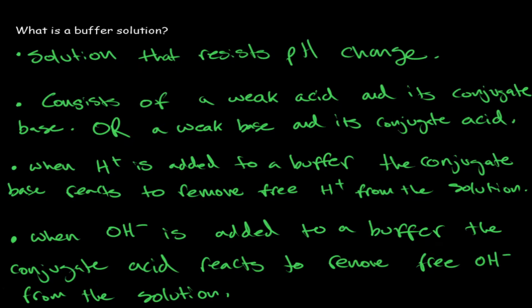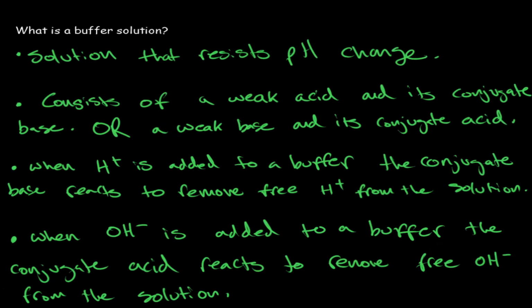So how does this work? Well, when H plus is added to our buffer, for example, we're adding a strong acid to our buffer solution, the conjugate base will react with the free protons being added, and it will remove them from the solution. So the effect of the strong acid will be mitigated by the fact that the conjugate base is going to be reacting and removing those free protons so that it won't be as acidic.